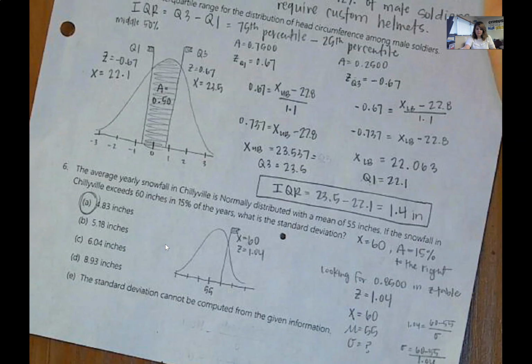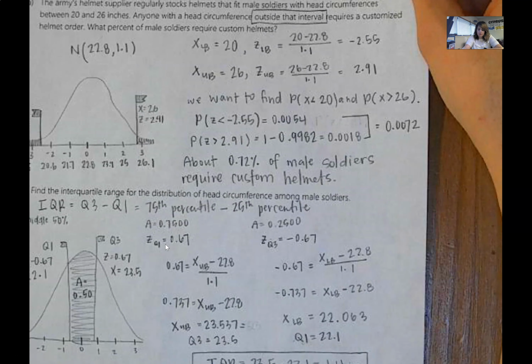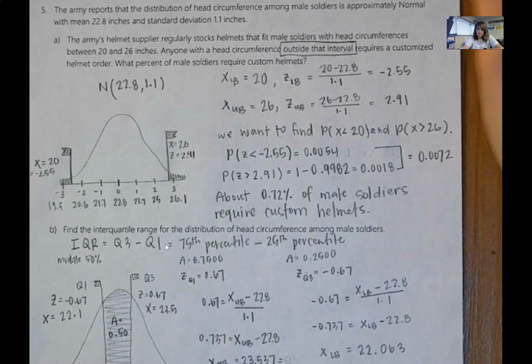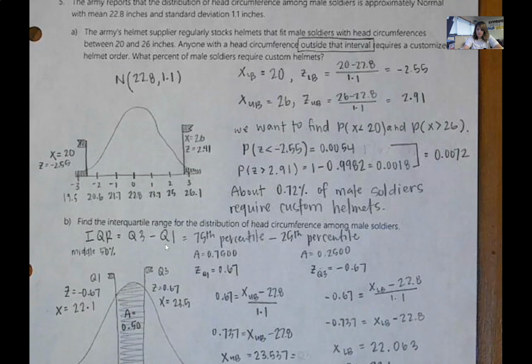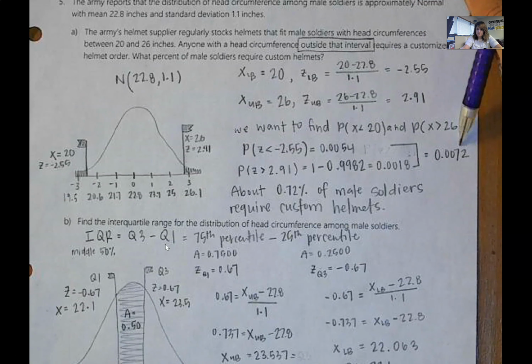Okay, problem 5. Oh man, I was running out of room on these. So what percent of soldiers are outside the interval? So too small or too large and needs customized helmets. So here's all of my work. I have my lower bound, I have my upper bound. I state what I want to find. I want to find the percent less than 20 and the percent greater than 26. I find those percents and I add them. So about 0.72% of male soldiers require custom helmets. That's very, very few soldiers. That's a very small percent.